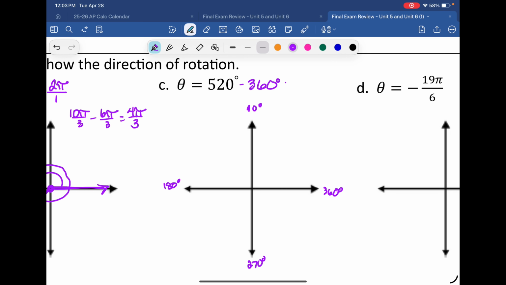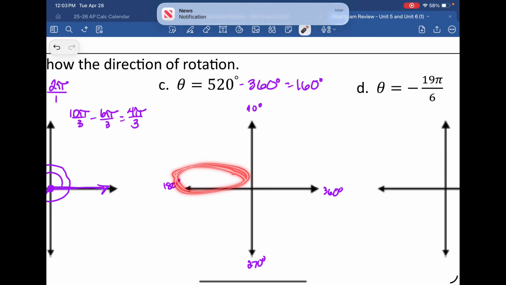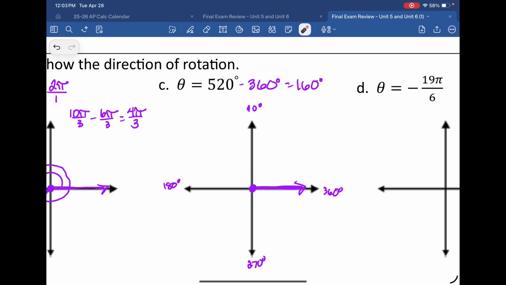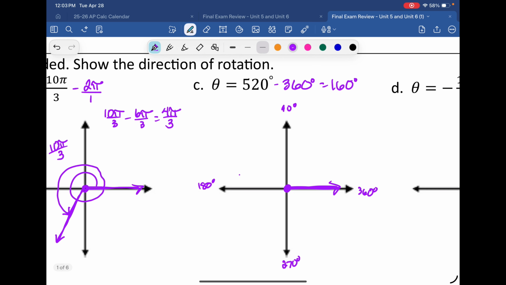So 160 degrees is going to fall over here in quadrant 2, fairly close to the x-axis. So initial side. Now, we went 1 full 360 degrees. So I'm going to go all the way around. We know we're going to end up here, all the way around, plus that extra 160 degrees.